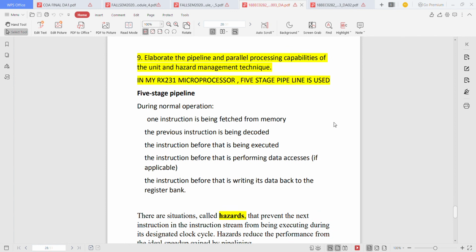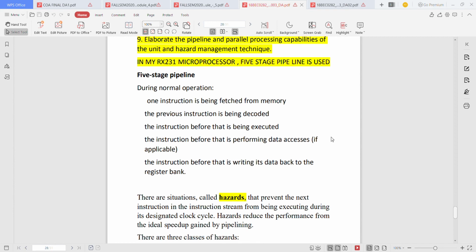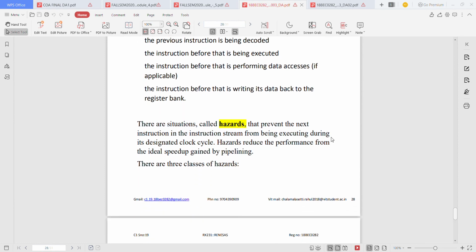And the next thing we are going to discuss is the pipeline and parallel processing capabilities of the unit and the hazard management technique in my RX231 microprocessor. A 5-stage pipeline is used. During normal operation, one instruction is being fetched from memory, the previous instruction is being decoded, the instruction before that is being executed, the instruction before that is performing data access, and the instruction before that is writing its data back to the register bank.